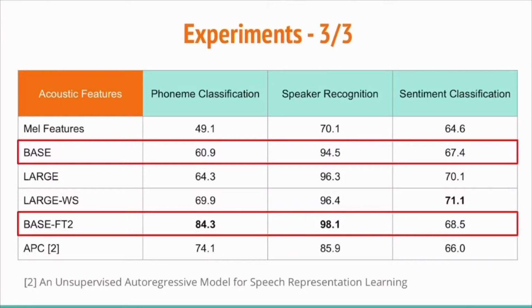In the last row, we also report results of the reproduced APC approach. The base FT2 model achieved the highest score on the phone classification task and speaker recognition task, outperforming all features, whereas the large WS model achieved the highest score on the sentiment classification task, outperforming baseline and APC features.